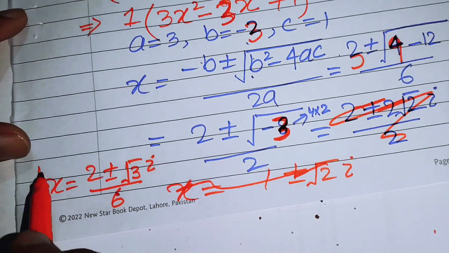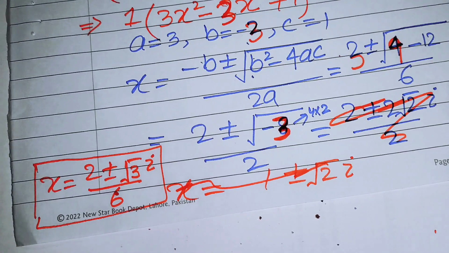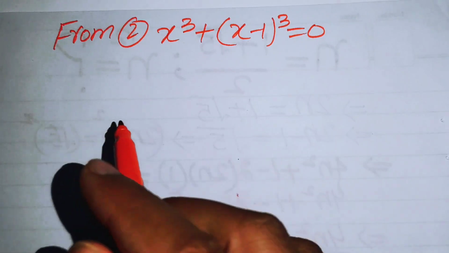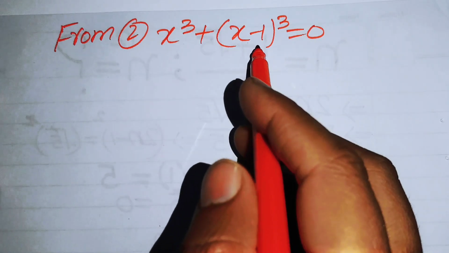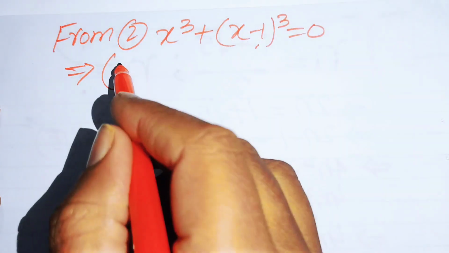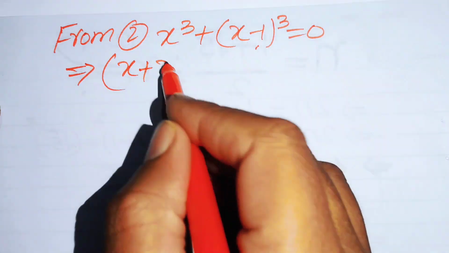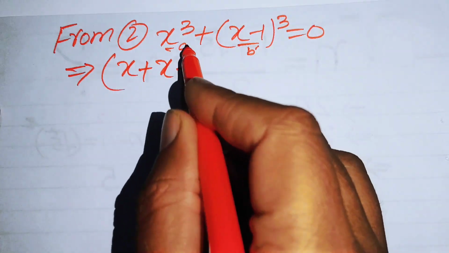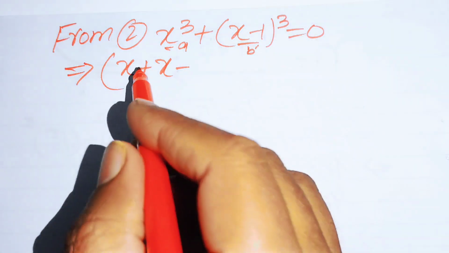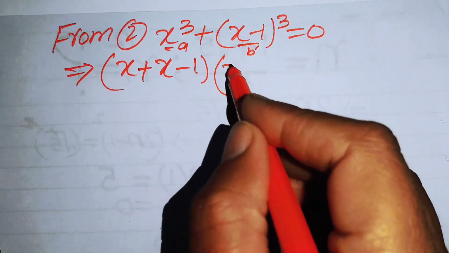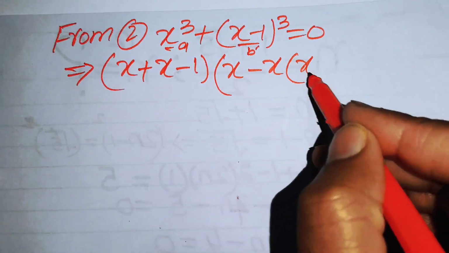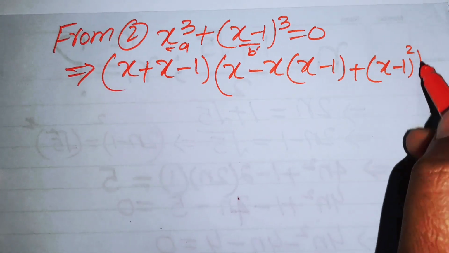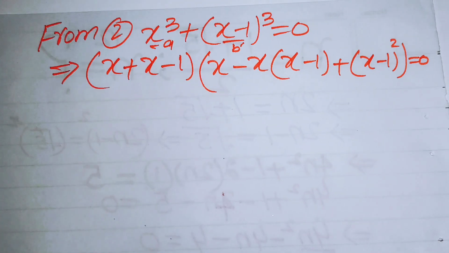So these are the first two complex roots of the given equation, and now we move towards solving equation number 2. So here first I can write the equation number 2. So here we use the cubic formula and we obtain a plus b. So we have the value of a is x and b is x minus 1. So after applying this cubic formula, we get x plus x minus 1 into x minus x times of x minus 1 plus x minus 1 whole square, and this whole equation equals to 0.